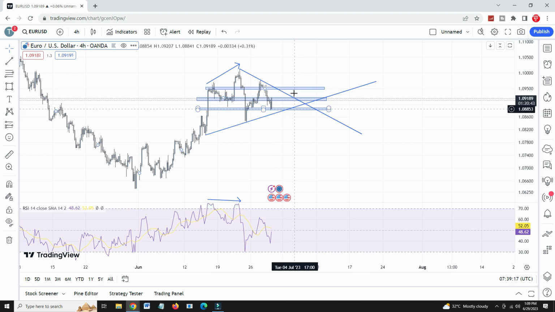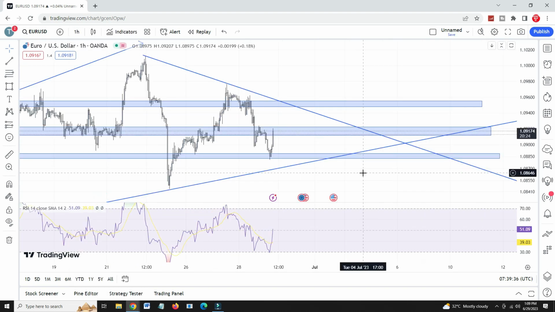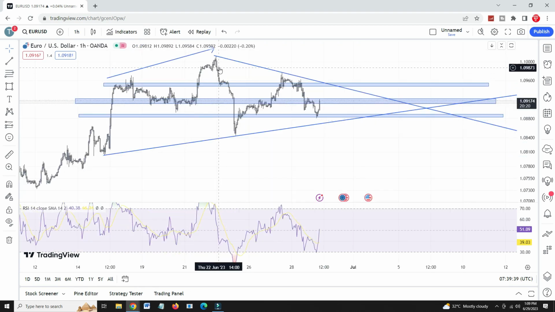It will break it for sure. It is not going to stay within the lines, but for now this seems to be a good amount of information that we have got from the 4-hour. Let's move on to 1 hour, and the 1 hour is showing the trends within the 4-hour trends.